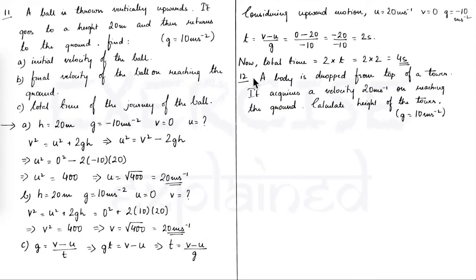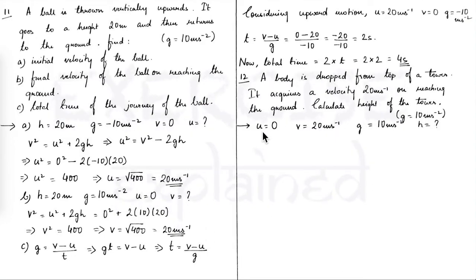Coming to question number 12, a body is dropped from top of a tower. It acquires a velocity of 20 meter per second on reaching the ground. That means final velocity is 20 meter per second. A body is dropped means we need to consider u is equal to 0 on reaching the ground. Calculate height of the tower. So acceleration due to gravity is given as 10 meter per second square.